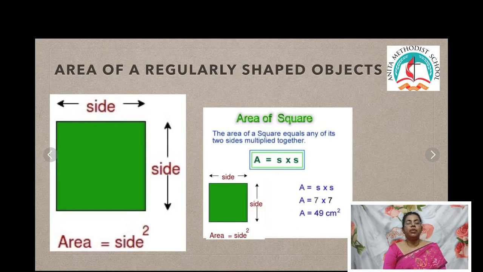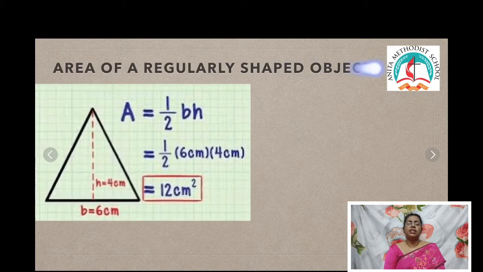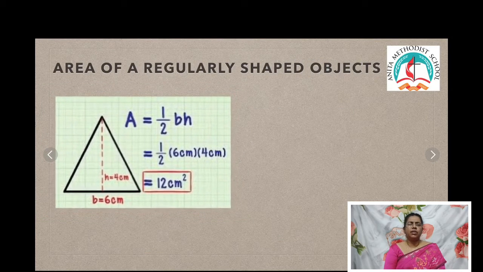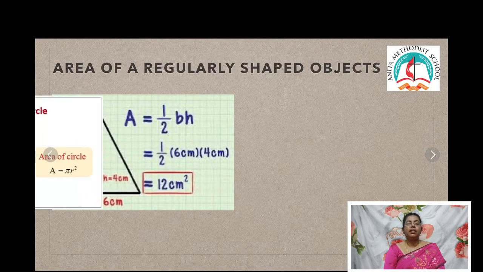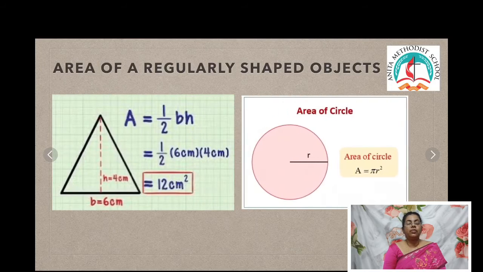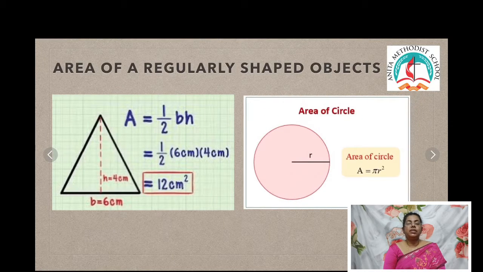Then we studied the area of a triangle. So what is the area of a triangle? You remember? It is nothing but half into base into height. So if the base is 6 centimeter and the height is 4 centimeter, then half into 6 centimeter into 4 centimeter will be 12 centimeter square. Then we studied the area of a circle. So the area of a circle is pi r square.